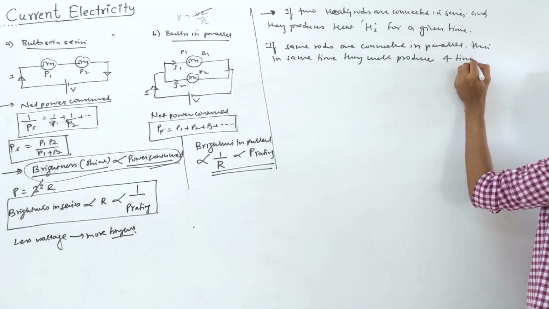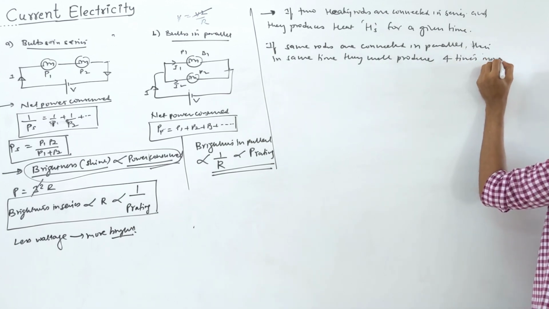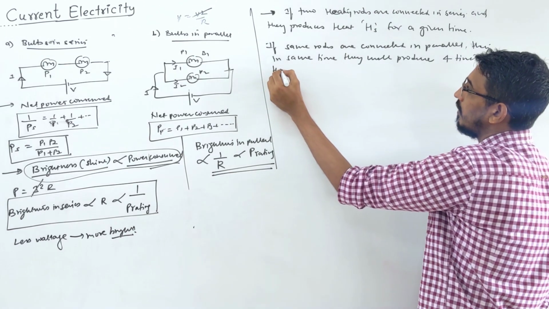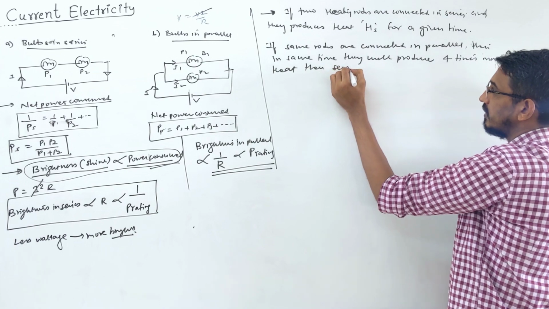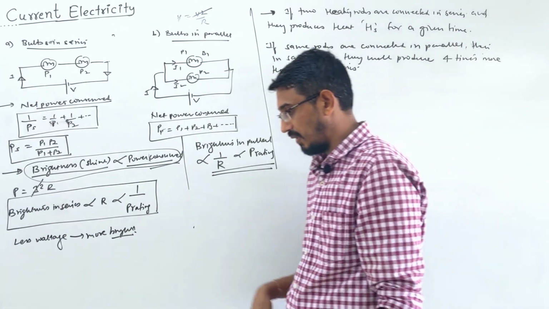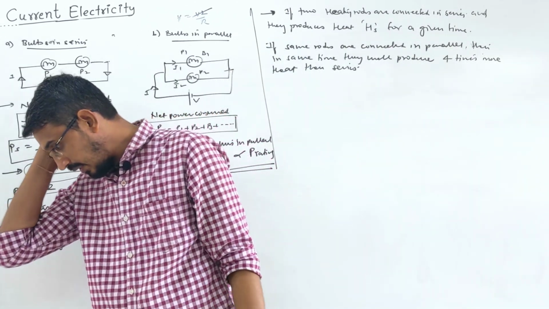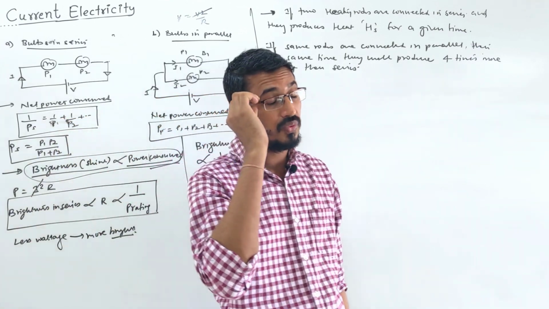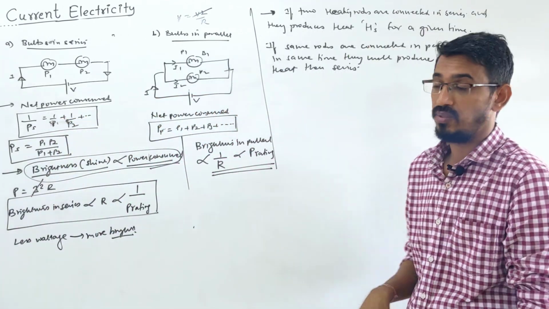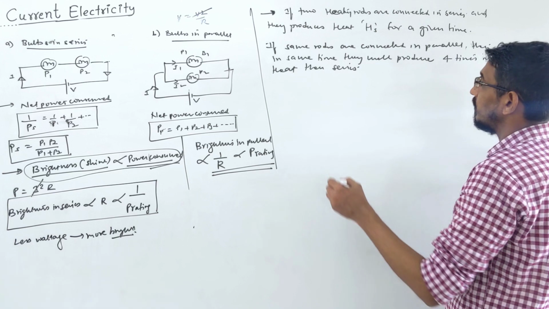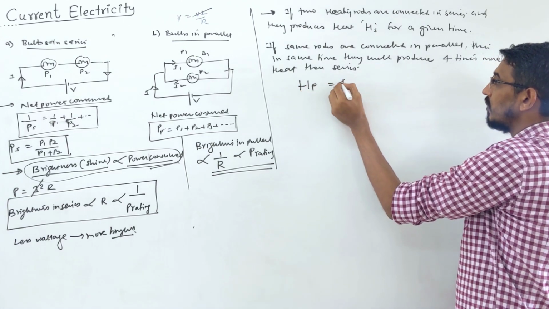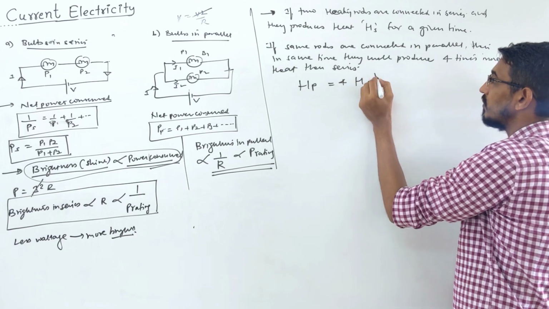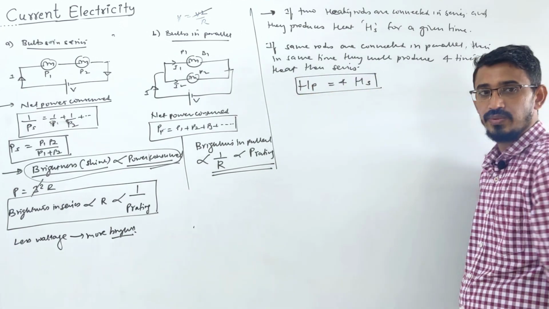4 times more heat than what? Series. Please read it carefully. When you connect in series and parallel, the heat produced in parallel will be 4 times more than in series. Or if you want to write a formula, heat produced in parallel is actually 4 times the heat produced in series for the same time, same rods.